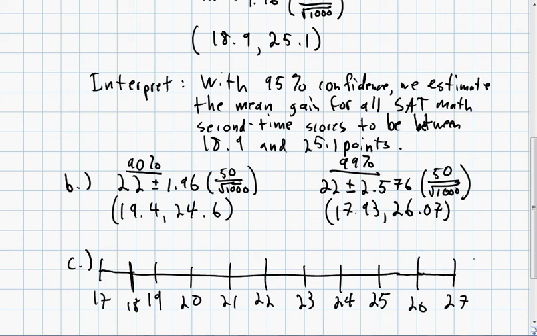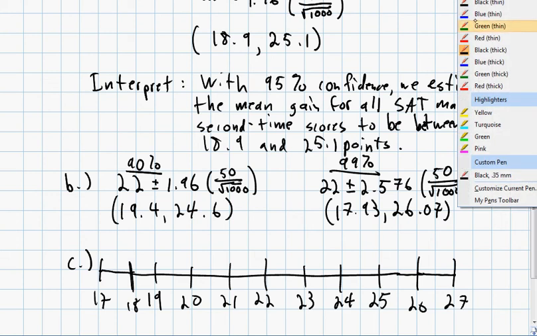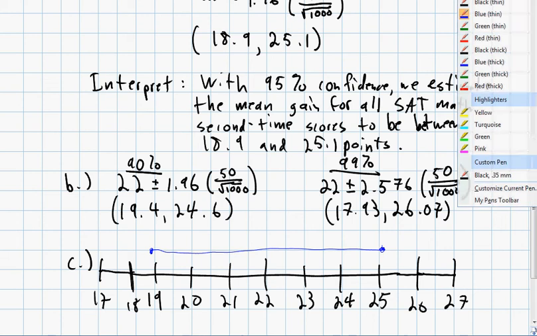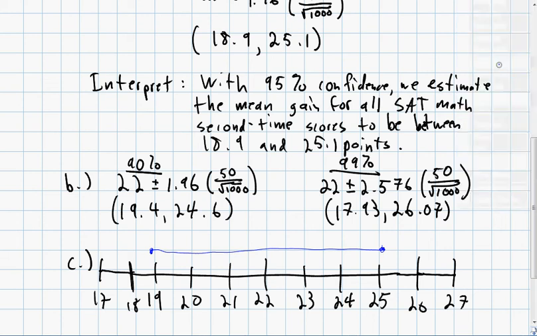So the first one is going to be in blue. That's the first one we found. That goes from 18.9 to 25.1. That goes right here. I should use a thicker one. Let me draw that again. Okay, so that's 95%.